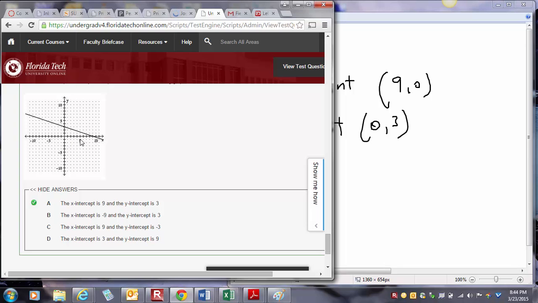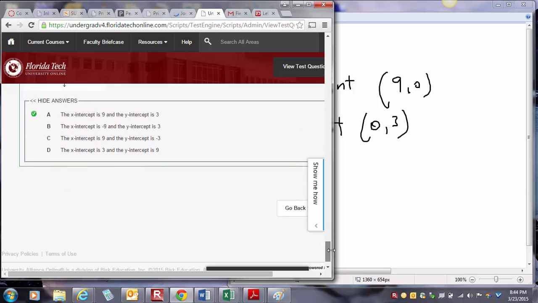Always start from a known number: 5, 6, 7, 8, 9. And here 0, 1, 2, 3. That's how you confirm you're listing the correct answer.